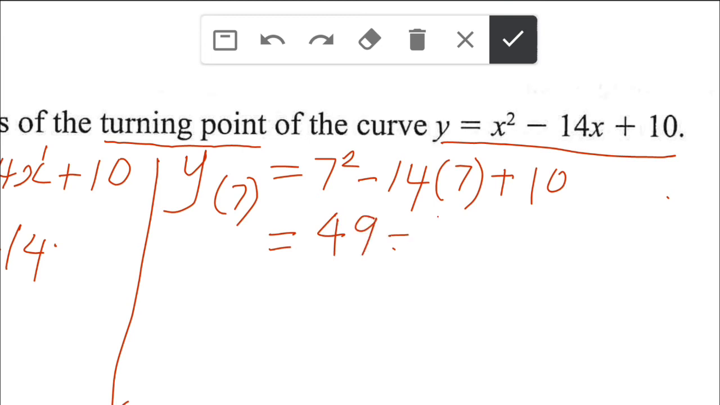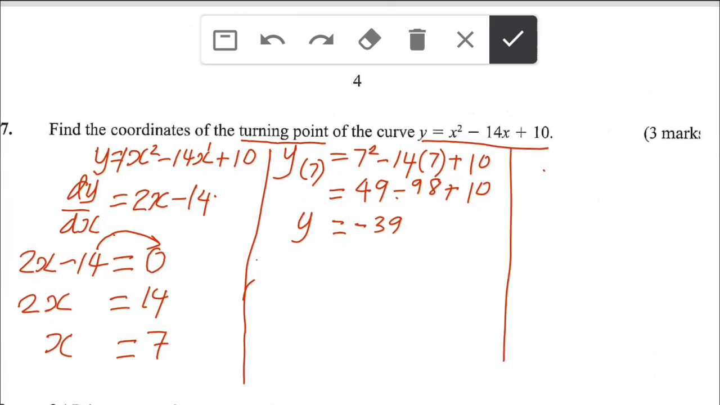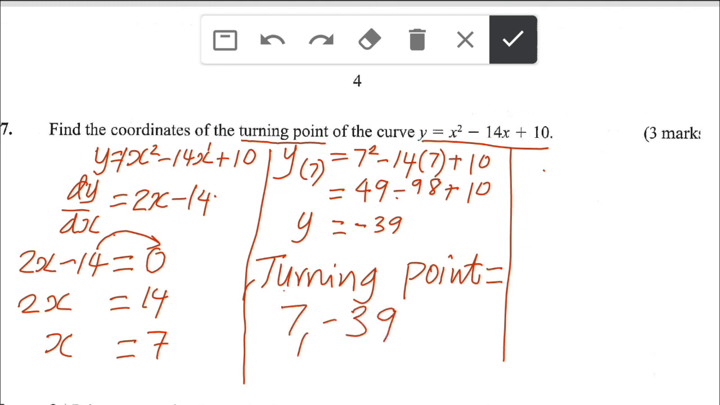So this is going to be 49 minus 14 times 7 is 98. So minus 98 plus 10. So we shall end up with 49 plus 10 minus 98. Just use your calculator there, and you'll get minus 39. So we have the value of x and we have the value of y. So the turning point, therefore, is equal to 7, minus 39.